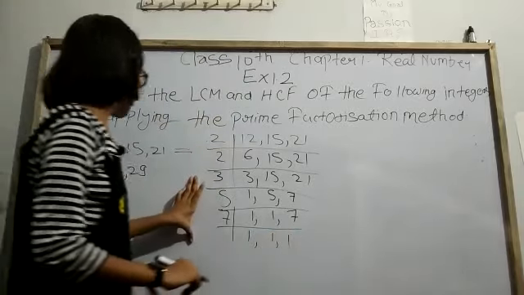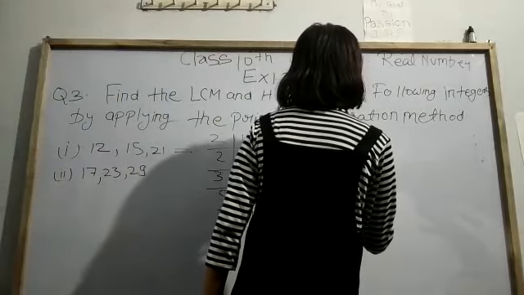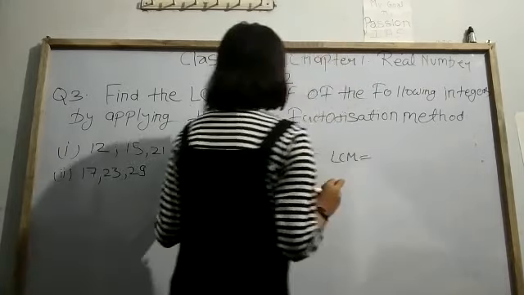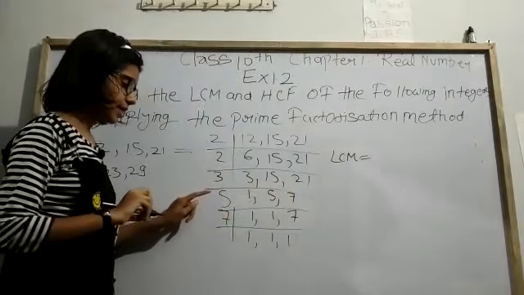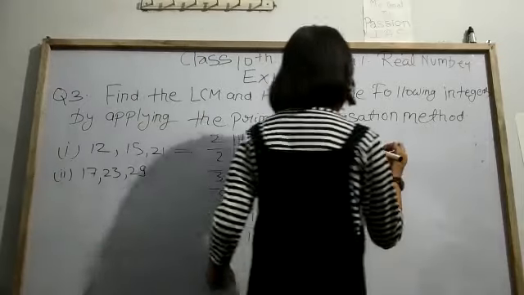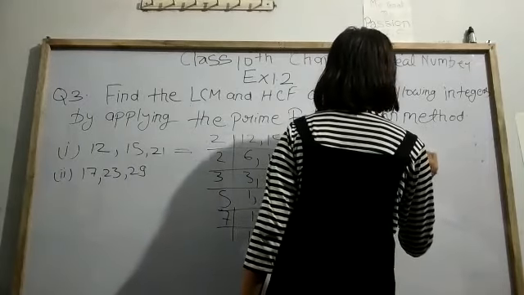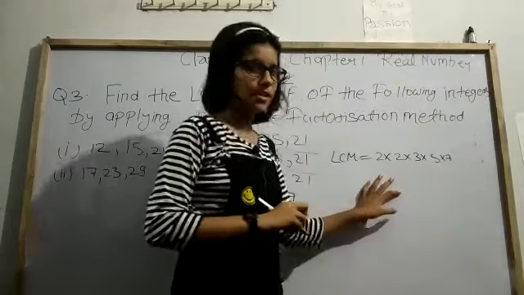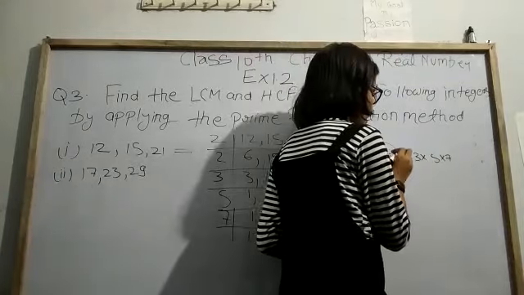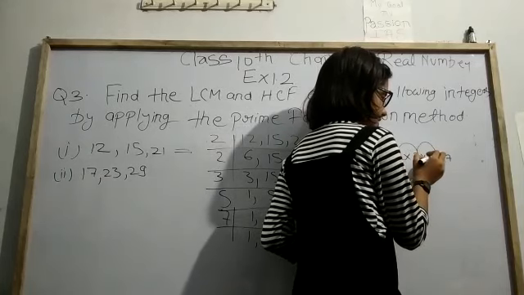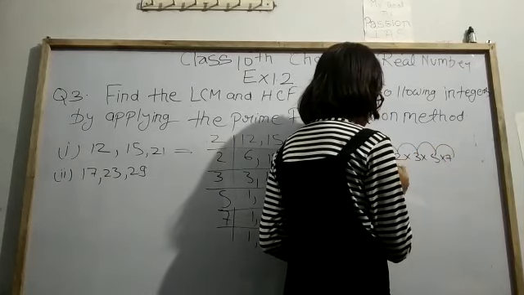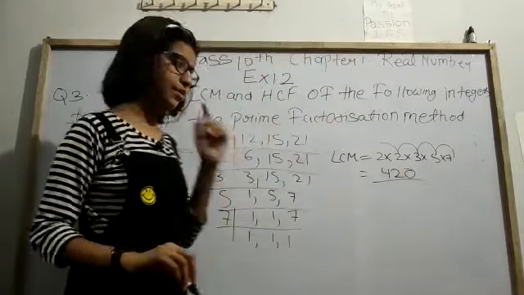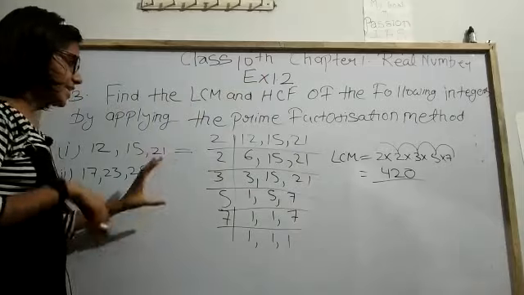Okay. So now we can write that LCM equals 2 into 2 into 3 into 5 into 7. So now let us multiply it. 2 twos are 4, 4 threes are 12, 12 fives are 60, 60 sevens are 420. So finally what is our LCM? That is 420. Now let us move to its HCF.